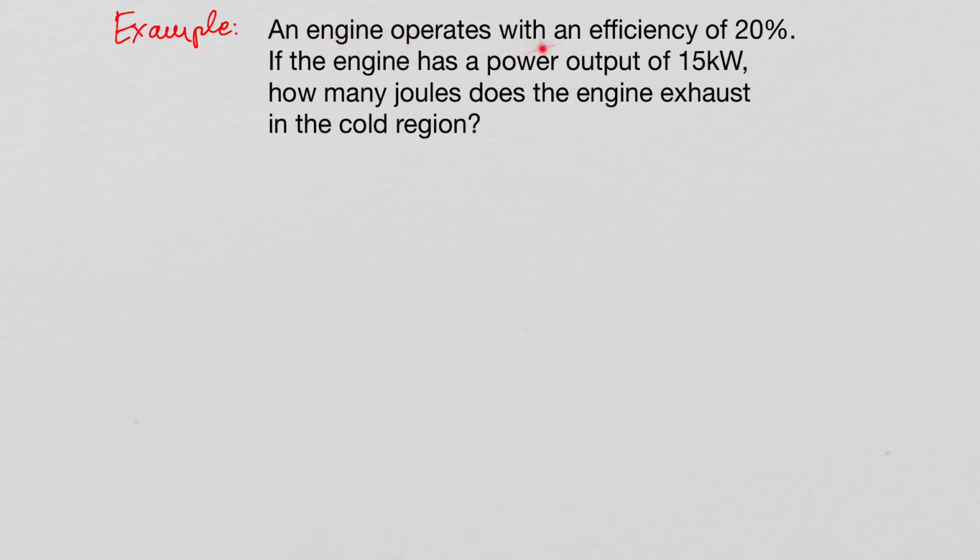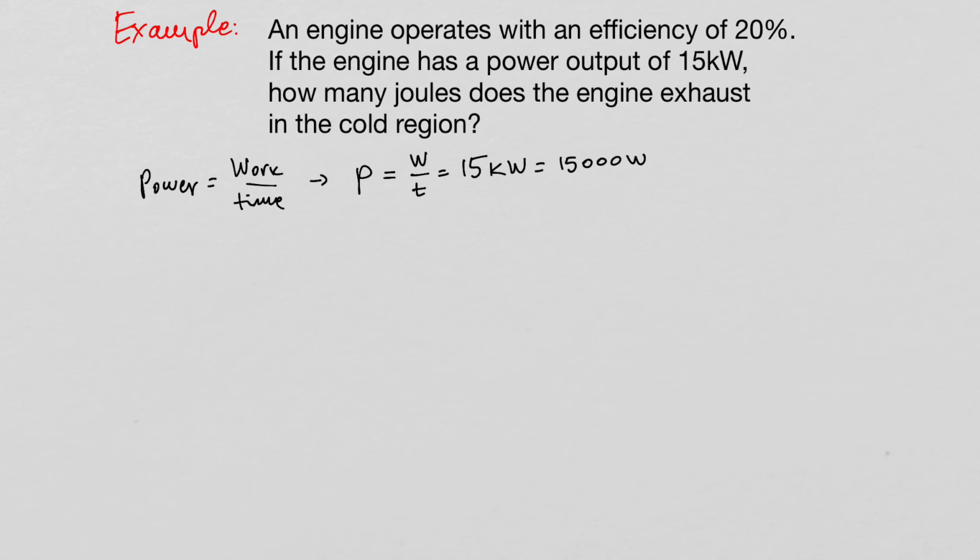An engine operates with an efficiency of 20%. If the engine has a power output of 15 kilowatts, how many joules does the engine exhaust in the cold region? From the lecture about work and energy, remember that power was defined as work divided by time. So P, power, is equal to the work W divided by time T. That will be equal to 15 kilowatts, or that is 15,000 watts.